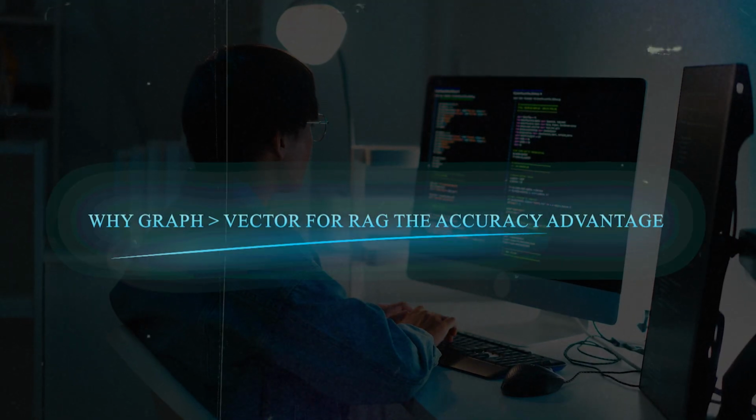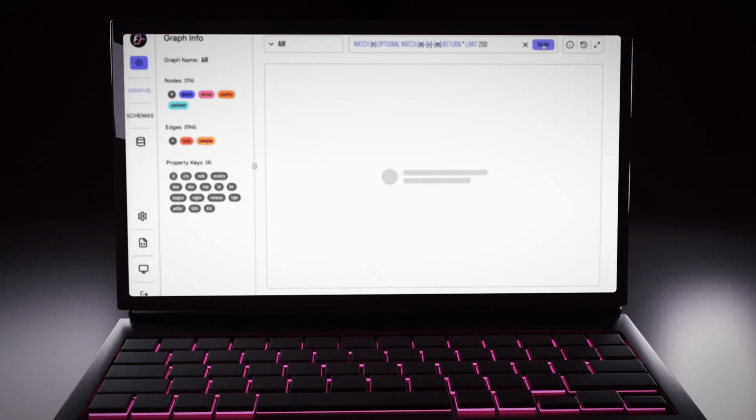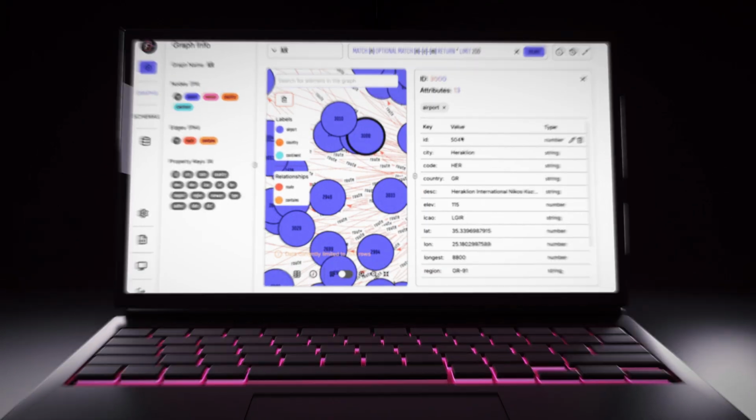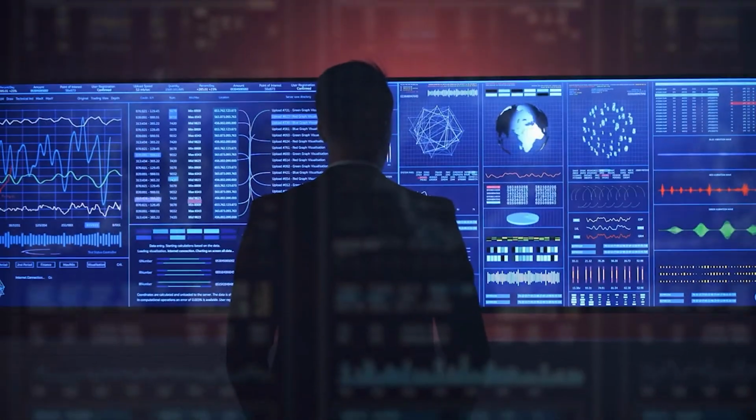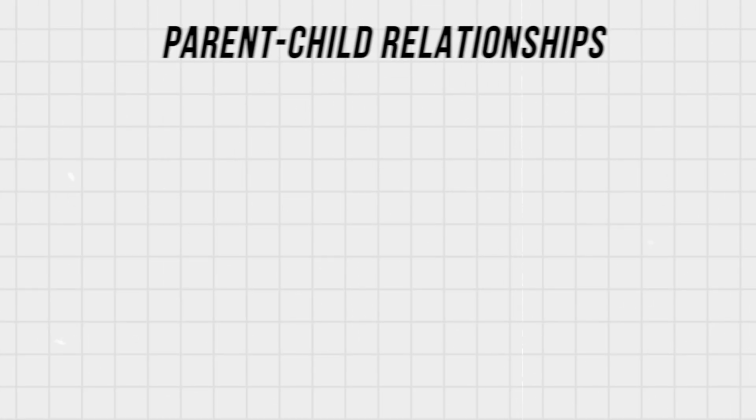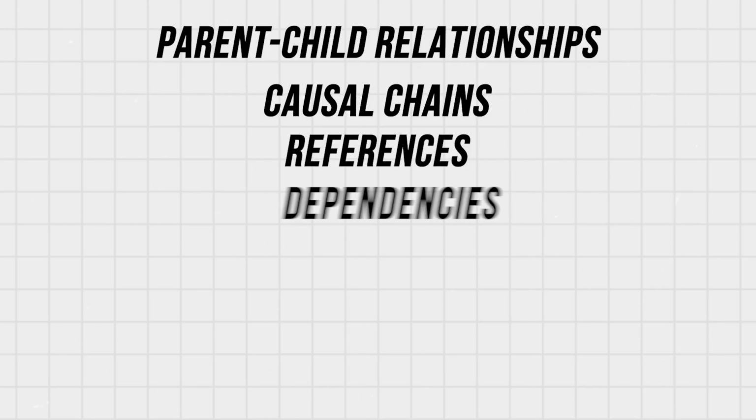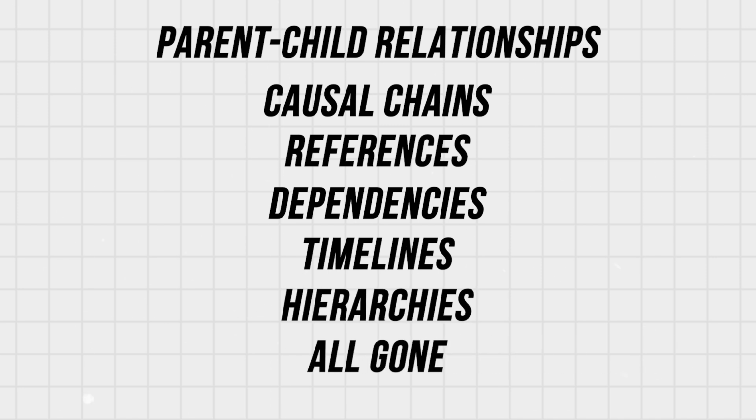Why graph vector for RAG? The accuracy advantage. One of the biggest misconceptions in the AI world is that VectorRAG is good enough. But here's the truth. Vectors lose structure. Once data is embedded, the inherent relationships disappear. Parent-child relationships, causal chains, references, dependencies, timelines, hierarchies, all gone.